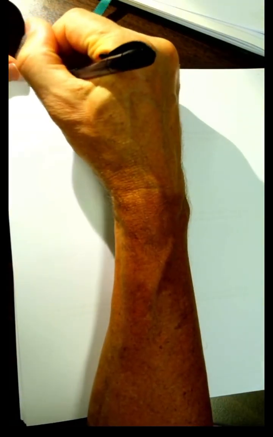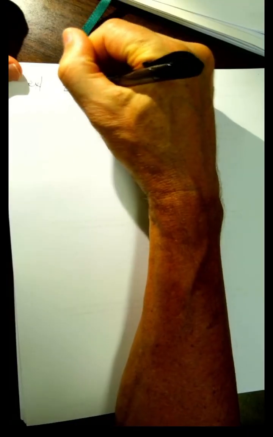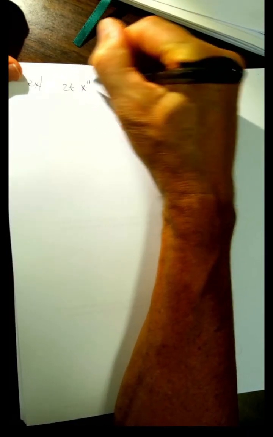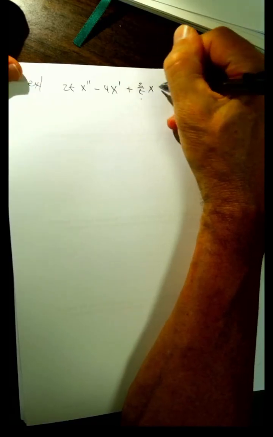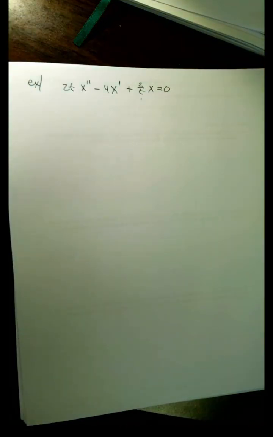Okay, I'm just going to go through and do some examples of Cauchy-Euler equations. For the first example, we have 2t times x double prime minus 4x prime plus 2 over t x equals 0. The first and most important step is to recognize that this is Cauchy-Euler. It's not in the Cauchy-Euler form, so I'm going to multiply everything through by t.